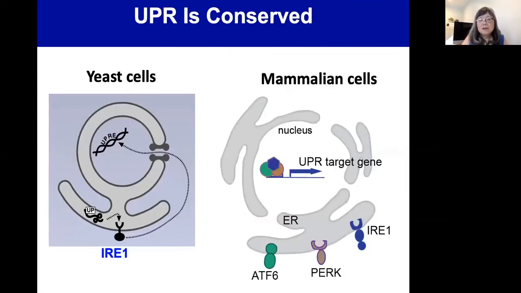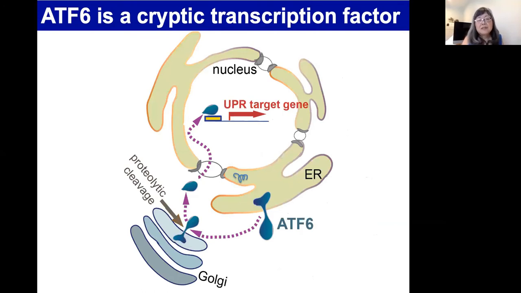Now, the UPR is conserved all the way across eukaryotes, from single-cell eukaryote budding yeast to mammalian cells, where at least 3 UPR initiating components are present on the membrane of the ER. What I'm going to talk about today is ATF6. ATF6 is a cryptic transcription factor. What I mean by that is it has a single-span transmembrane domain, and with the luminal portion of the protein, ATF6 senses or measures the levels of unfolded proteins, and that leads to activation.